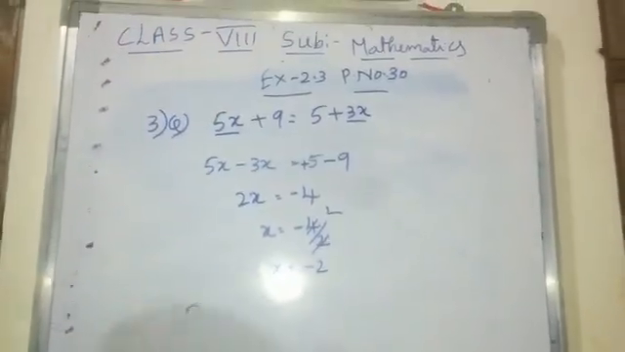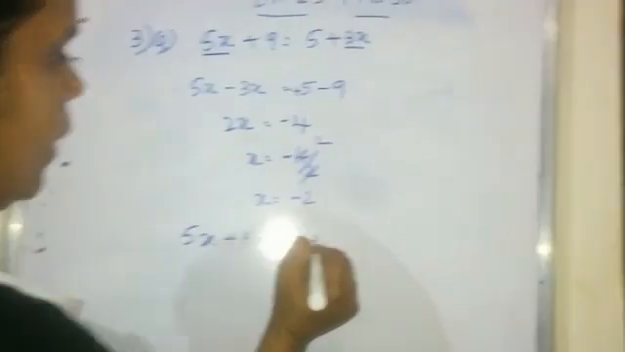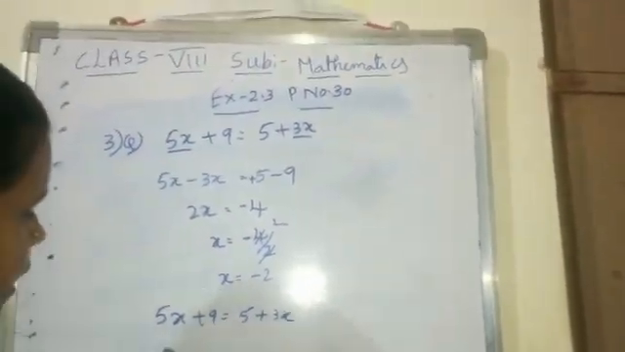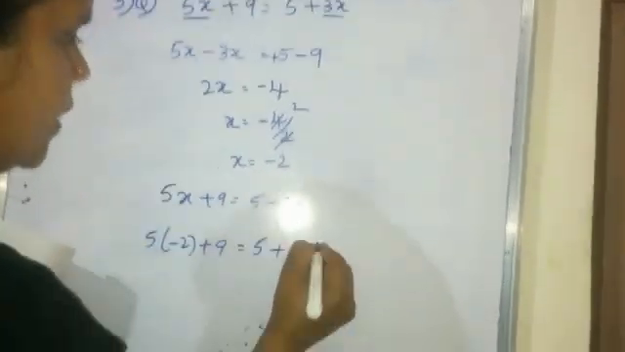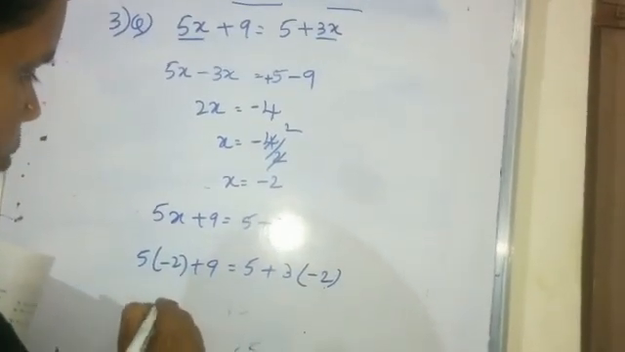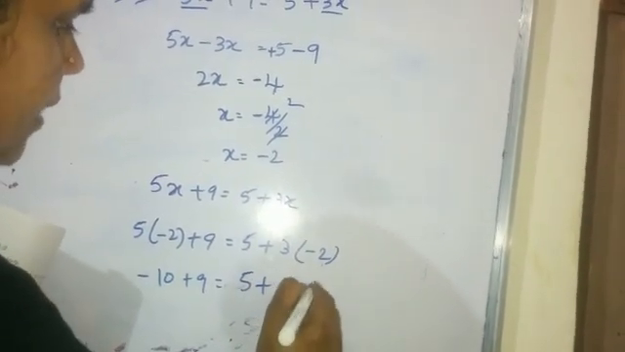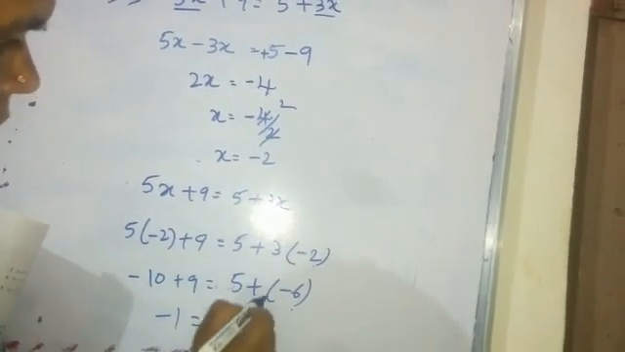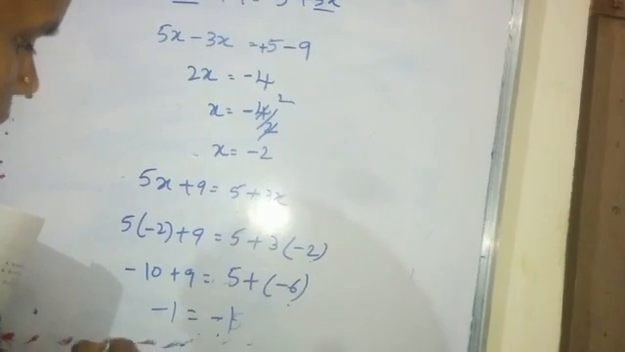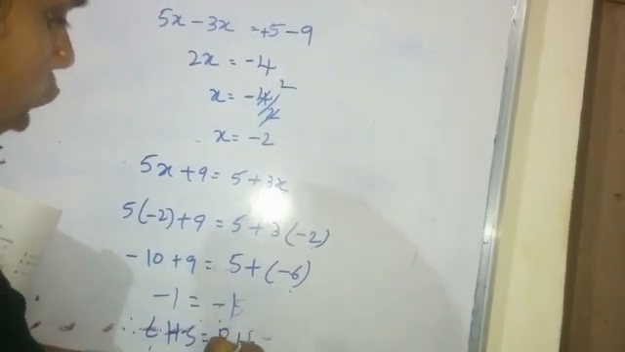Now substitute the x value in the given linear equation. So 5x plus 9 is equal to 5 plus 3x. So what is the x value? 5 times minus 2 plus 9 is equal to 5 plus 3 times minus 2. So minus 10 plus 9 is equal to 5 plus minus 6. So minus 10 plus 9 is minus 1, is equal to 5 minus 6, minus 1. So therefore LHS is equal to RHS.